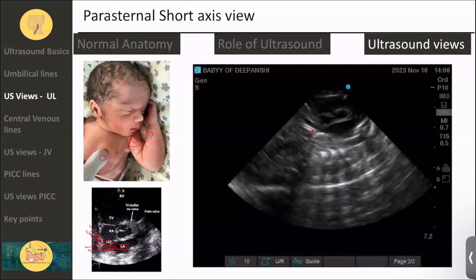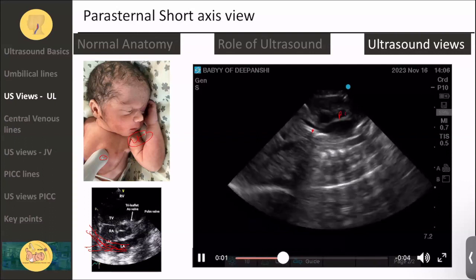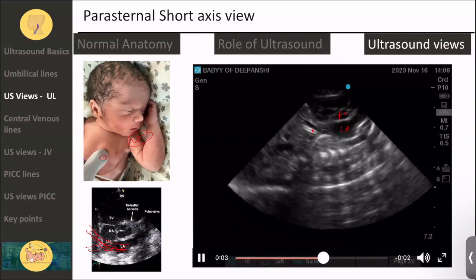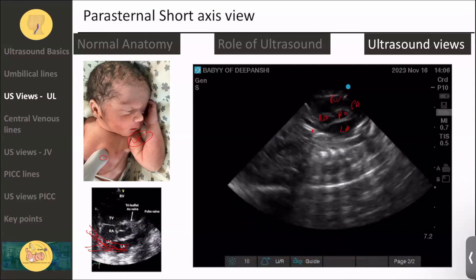If this video is playing, the center is the aorta, this is the LA, this is the RA, this is the RV, and this is the PA. So this is how your parasternal short axis is. This is a very good view, in which it will tell you whether your line is in the heart or not. Because if you see the line tip here, that means it is in the heart.